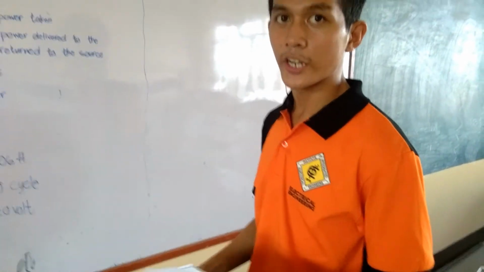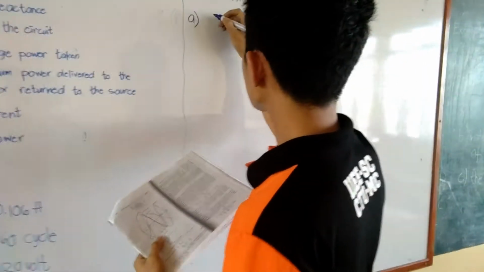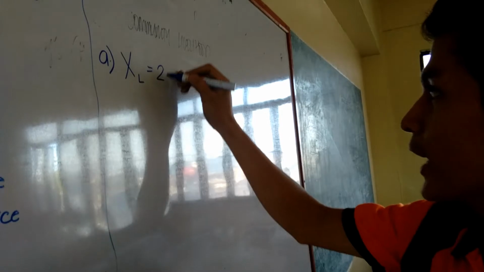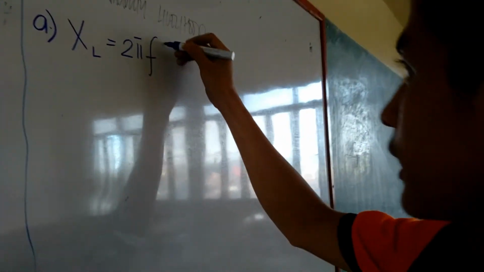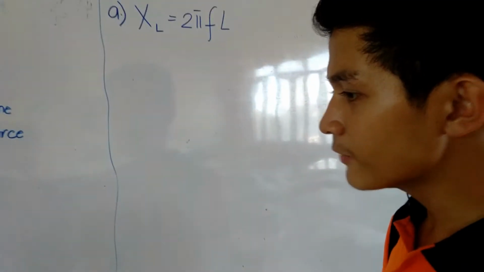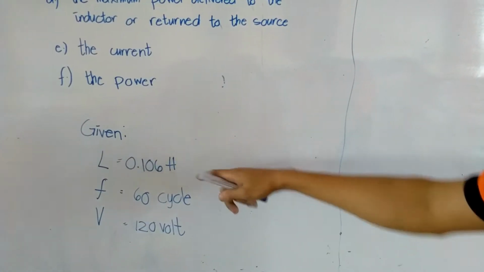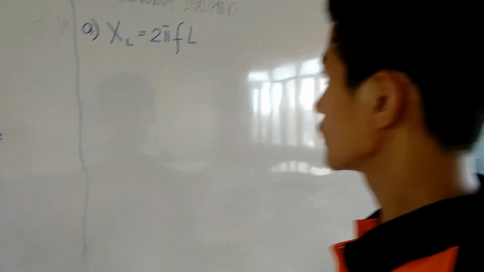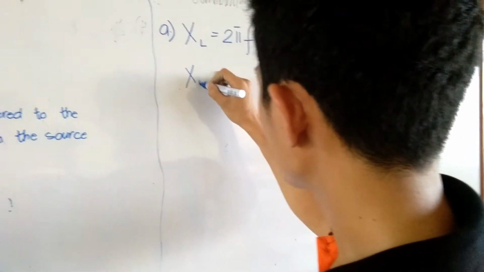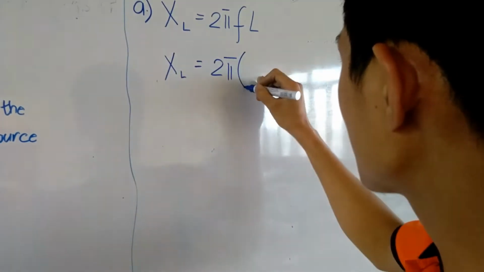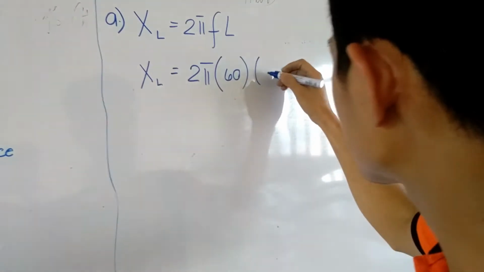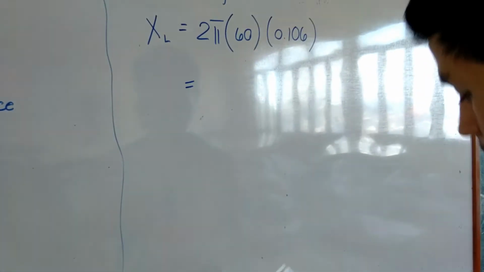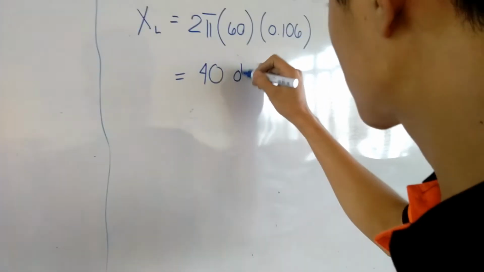So, solution for letter A. Since XL is equal to 2 pi FL. Now, we have the given L, which is equal to 0.106 Henry, the F, which is 60 cycles, and the voltage of 120 volts. So we can solve now for XL. XL will be equal to 2 pi times 60 times 0.106. So it will be equal to 40 ohms.